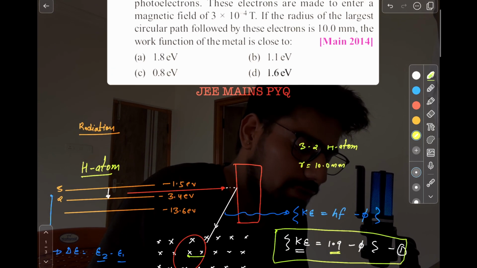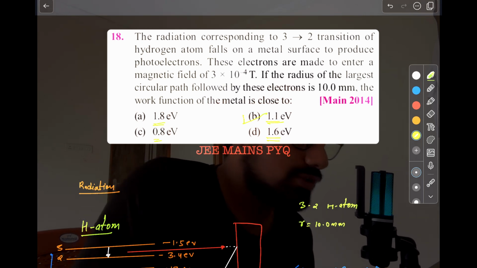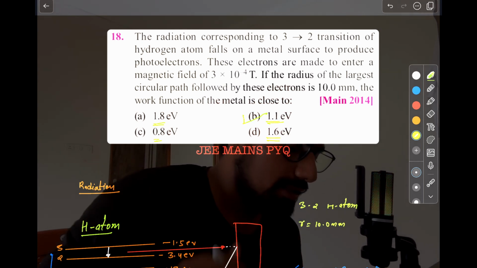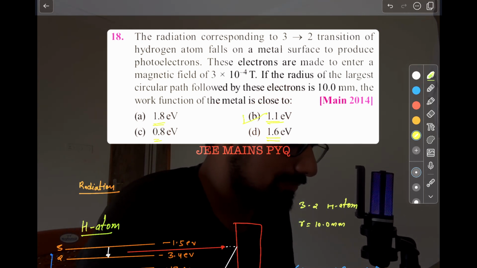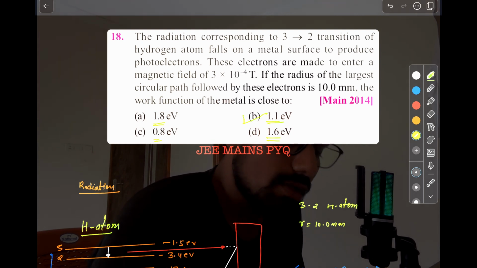So let's look at the options. We have been given 1.8, 1.1, 0.8 and 1.6. So look, option B will be correct. So whenever you do the approximation, you can look at the answers. If the answers are very close to each other, then we cannot do the approximation. But here, because the answers are very separate, 1.8, 1.1, 0.8 and 1.6, you can do the approximations. This you can apply, provided you look at the answers and they are very different from each other, right?